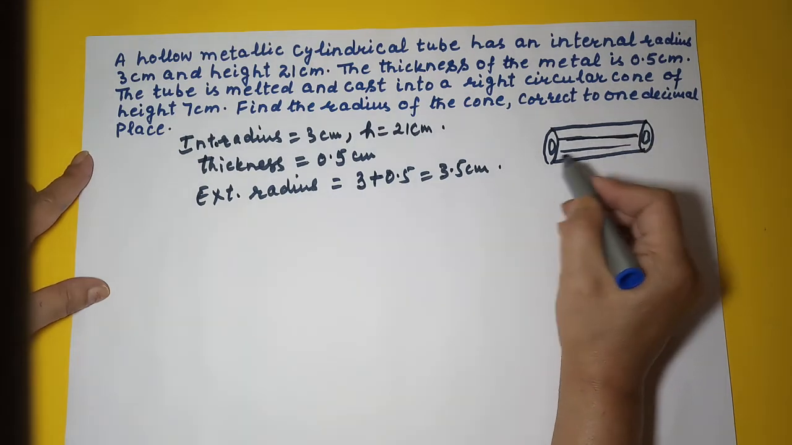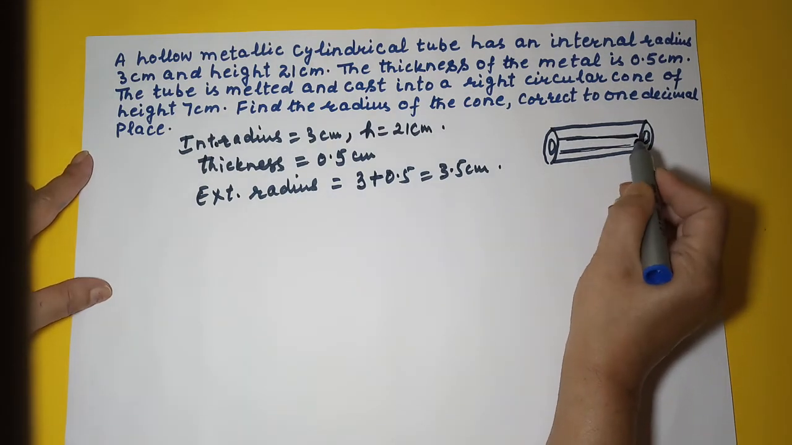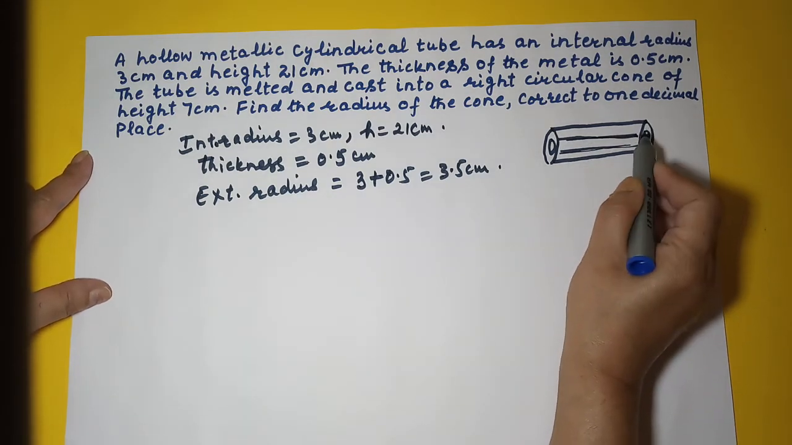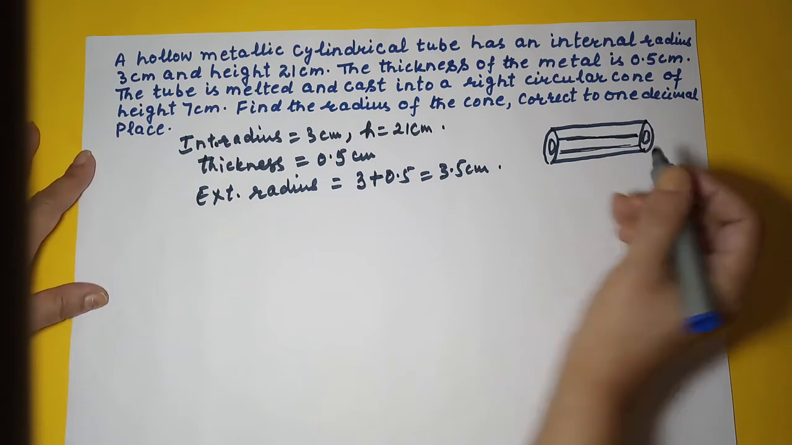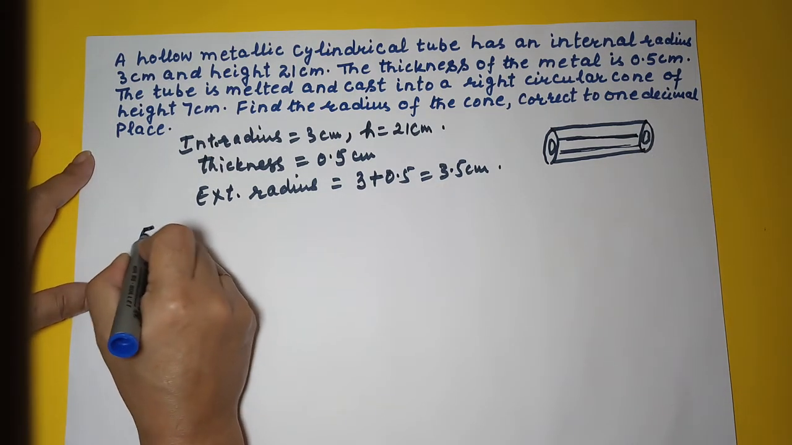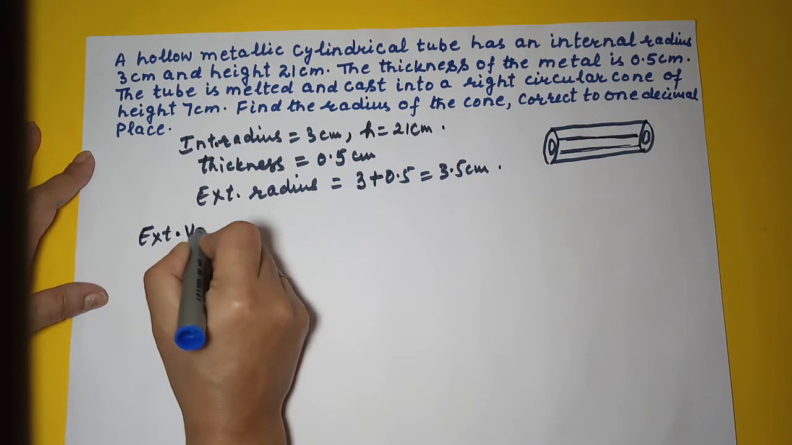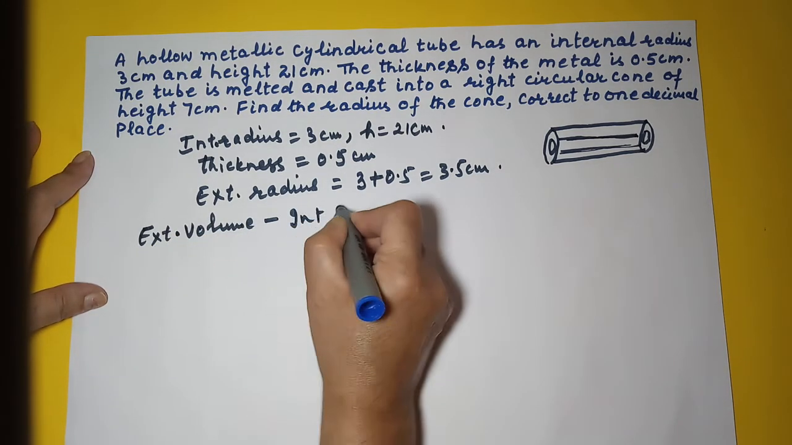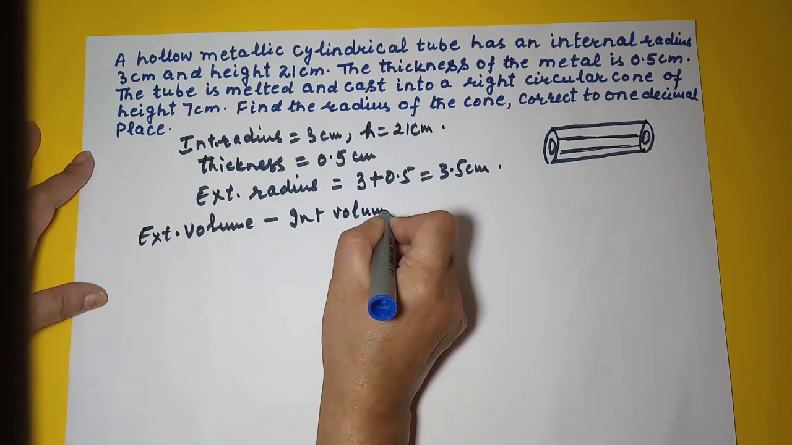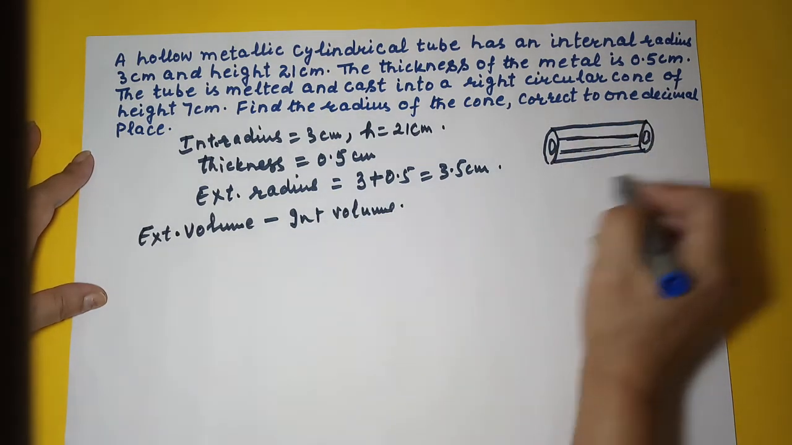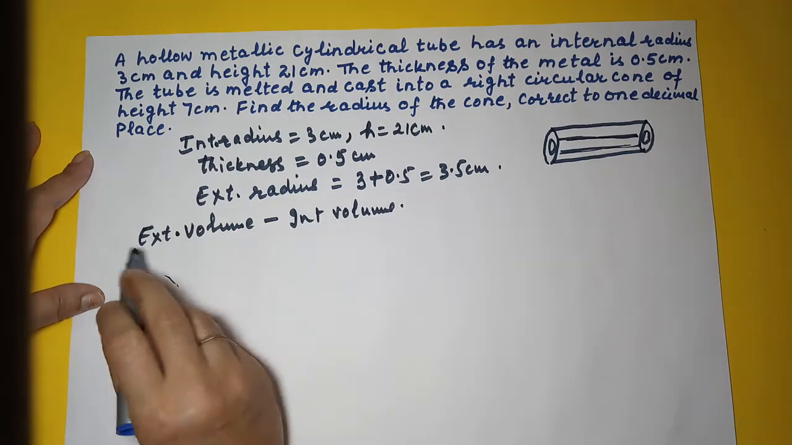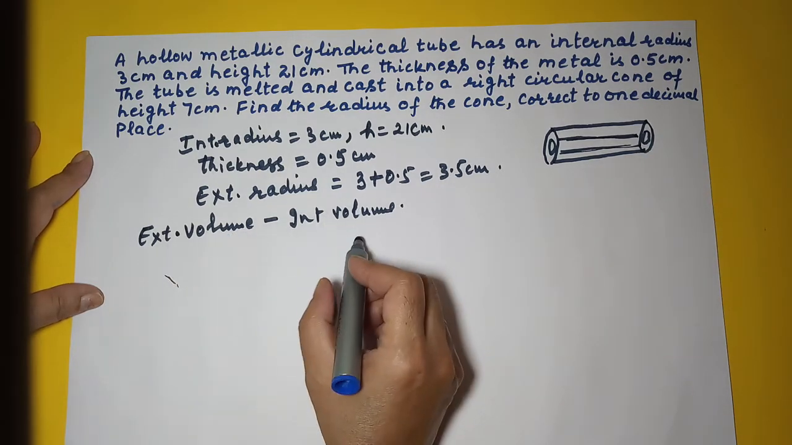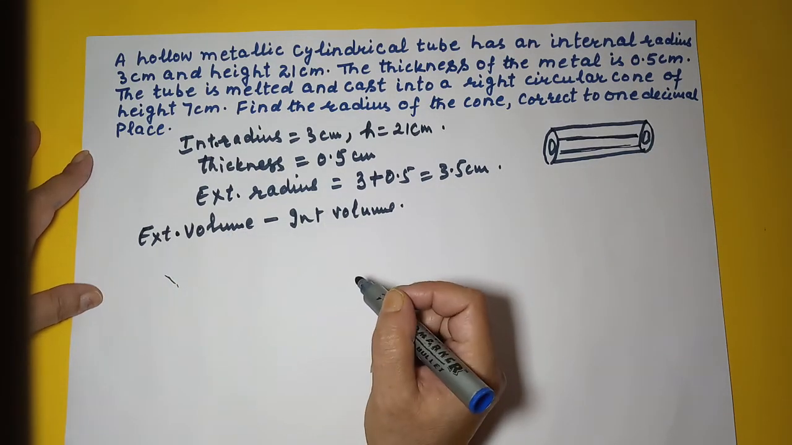I can calculate the volume of the metal used to make this hollow metallic tube, right? How? External volume minus internal volume. I know how to calculate the volume of the cylindrical material. That is calculated as external volume minus internal volume.